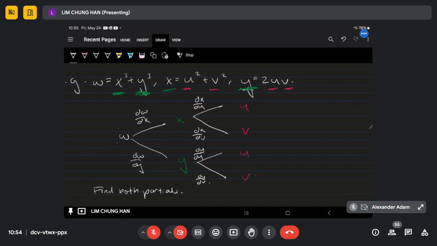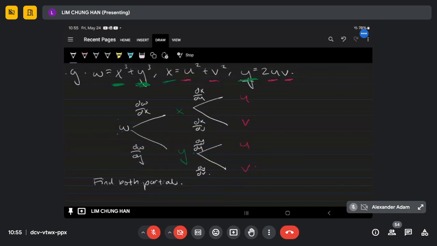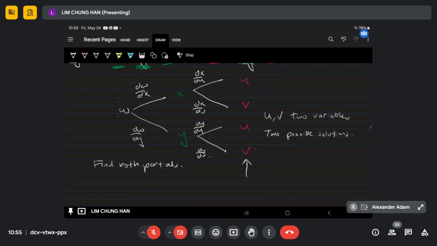So how many possible solutions would you have? You can know. You look at the last row here. How many variables do you have? You have two variables, u and v. If you have two variables in that last column, that means you have two possible solutions. So the two possible solutions are dw du and dw dv.